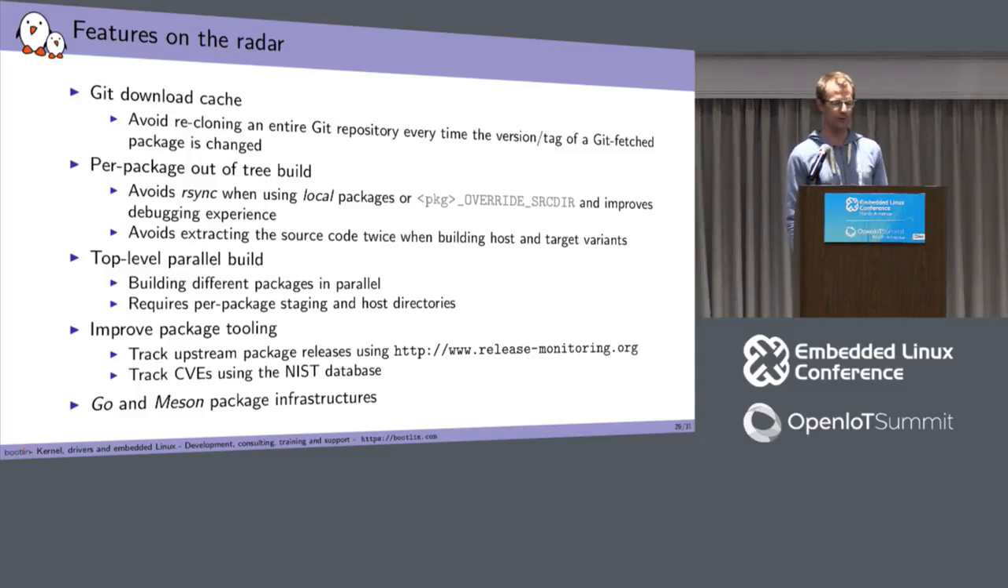And there's also an effort to improve package tooling. I've contributed a mechanism to track upstream packages using release-monitoring.org. That is a really great web service that tracks upstream projects. I think it tracks 16,000 upstream projects. And that allows you to notice, BusyBox has made a new release. Maybe we need to upgrade our release as well, because the new release might have interesting bug fixes or security updates or things like that. So it's nice to have some automated way of doing that when you have more than 2,000 packages.